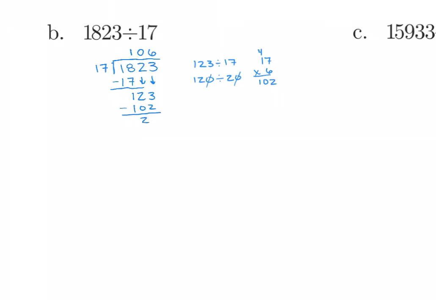We subtract, we get 21. That is too big for 17, and so that means I did not go big enough. So instead of 6, I want to use 7. So 17 times 7. 7 times 7 is 49. 7 times 1 is 7, plus 4 is 11. So we get 119. Subtract 123 minus 119, or 23 minus 19 is 4.